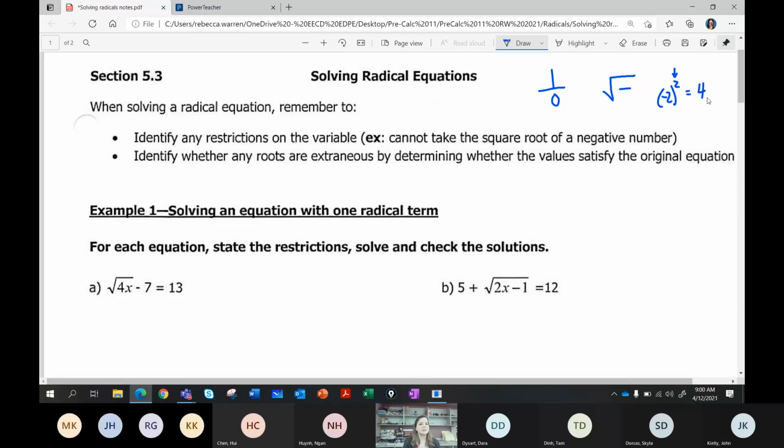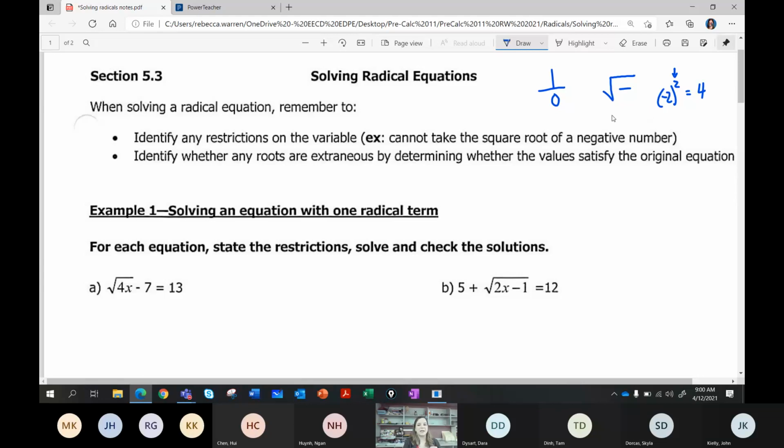So for that reason, it's impossible to take the square root of a negative number because you would never ever square something and get a negative answer. That's why you cannot take the square root or any other even numbered root of a negative number. It doesn't make any sense because if you put it to an even numbered exponent, you would always get a positive answer. Does that make sense?